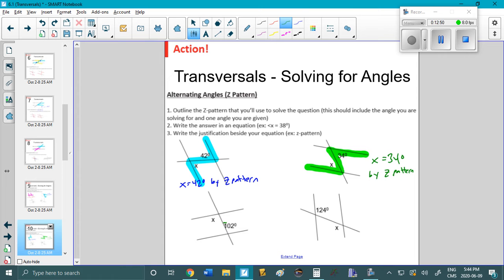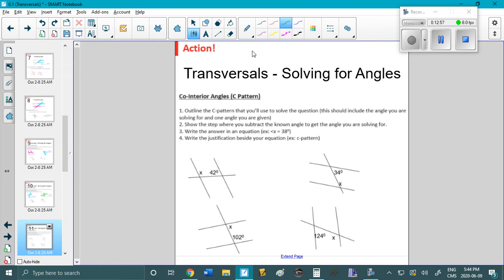And I will tell you that this is 102 and this is 124. Just in case you weren't wondering. Co-interior. Here's where things get hard. These questions are usually worth like 3 marks each. So I draw my C, and I know that these 2 angles add up to 180. So X equals 180 minus 42.